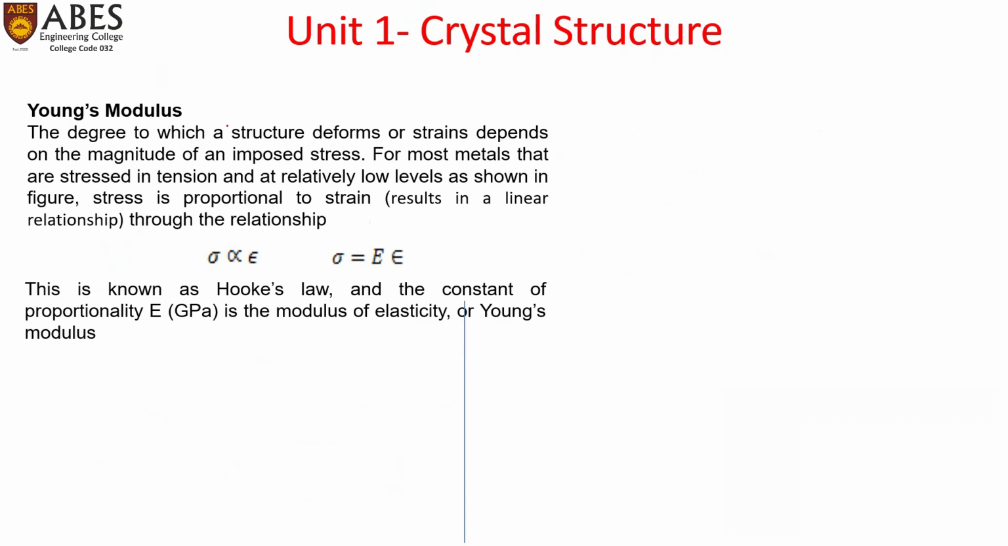Young's modulus: the degree to which a structure deforms or strains depends on the magnitude of an imposed stress. For most metals that are stressed in tension at relatively low levels, as shown in the last figure, stress is proportional to strain, which results in a linear relationship. Stress proportional to strain, or stress equals E times strain. This is Hooke's law, and the constant of proportionality E, in gigapascals, is the modulus of elasticity or Young's modulus of elasticity.